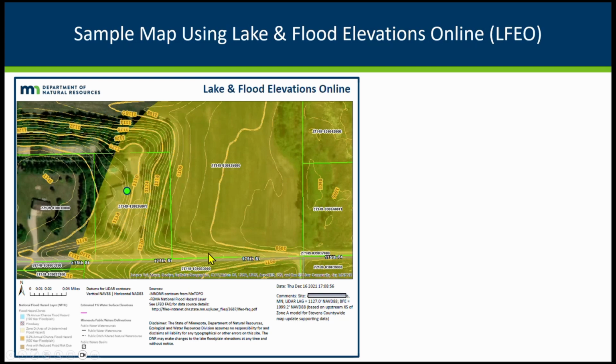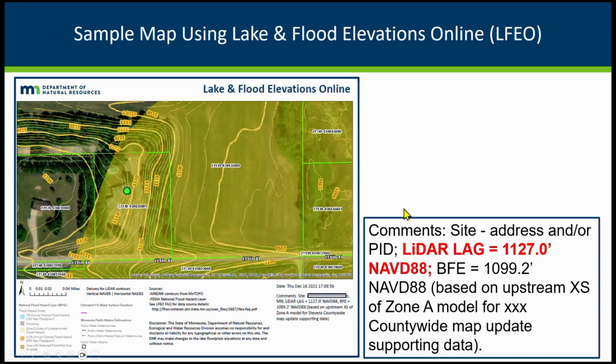So here's an example where I used our lake and flood elevations online print option, printed a map with the site. I, in the comments, pointed out that I'm using the 1028 contour I can see is below the building. And I subtract a foot for my LiDAR leg of 1127 here. And that is clearly above the BFE of 1099, which was based on an upstream cross-section.